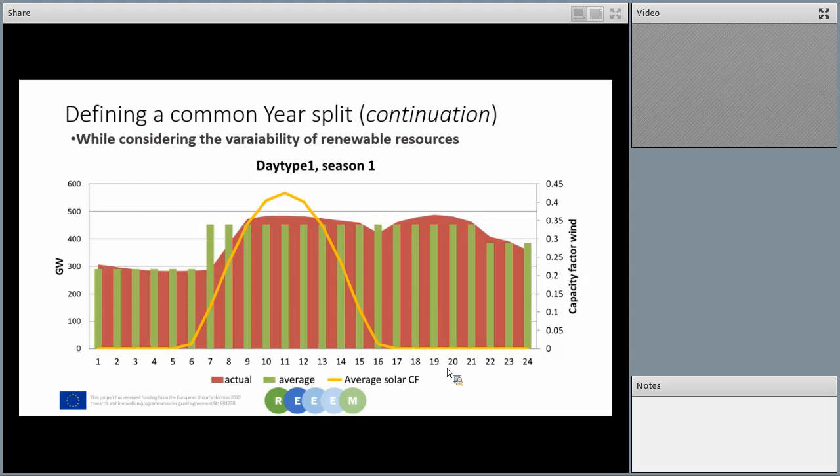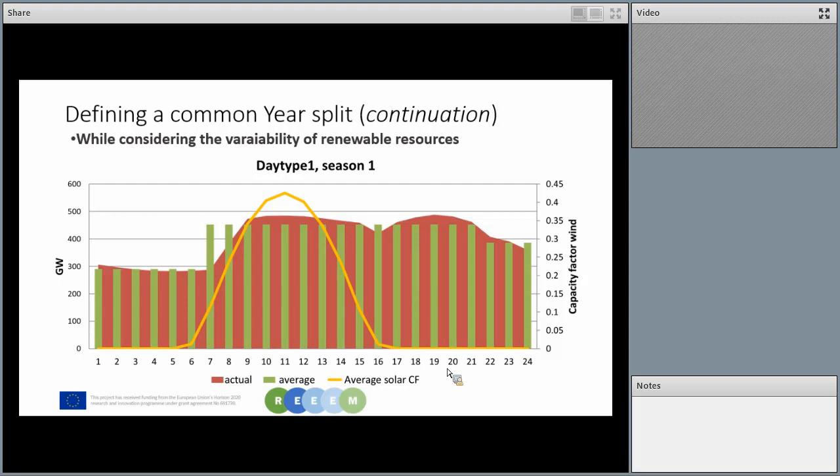If we had just considered the load, we might have put the end of the first time slice at hour 7 or 8. However, we see that the solar capacity factor starts increasing slightly earlier. Therefore, the first time slice ends at hour 6, so that the capacity factor is quite low, or close to 0, during the night time. And by the green bars, we see that we decided to have 3 time slices per day.